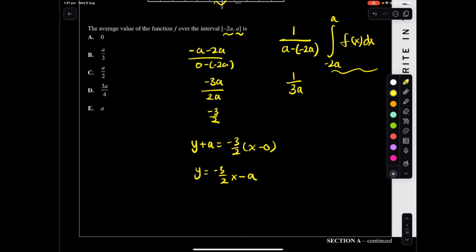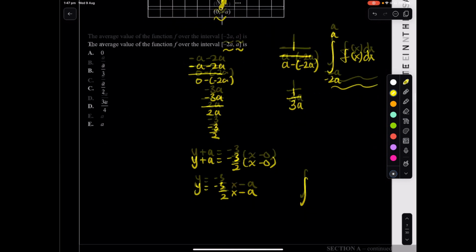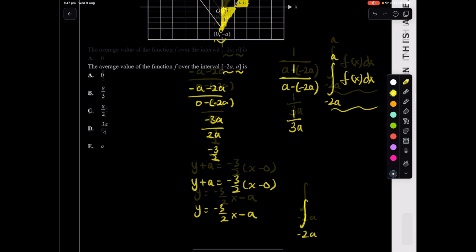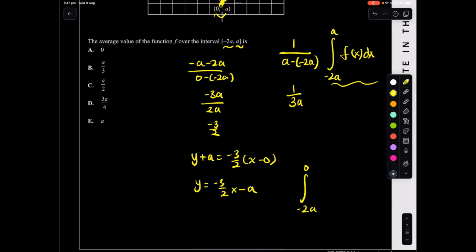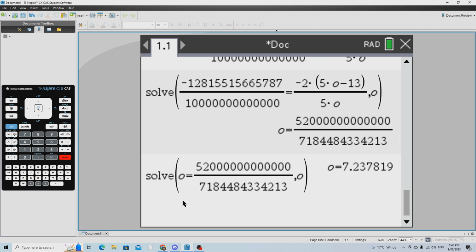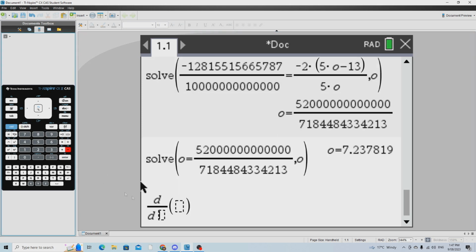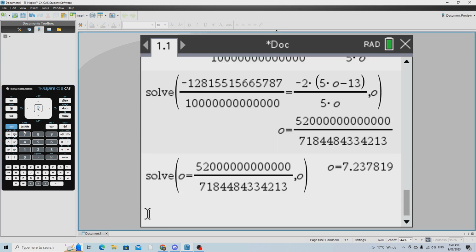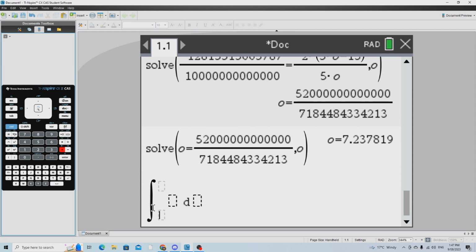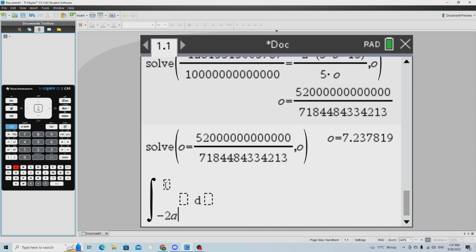And so from negative 2a to 0, the integral of negative 3 over 2 x plus a dx. Let's find that. So when I calculate, I go on shift plus and go negative 2a, 0.